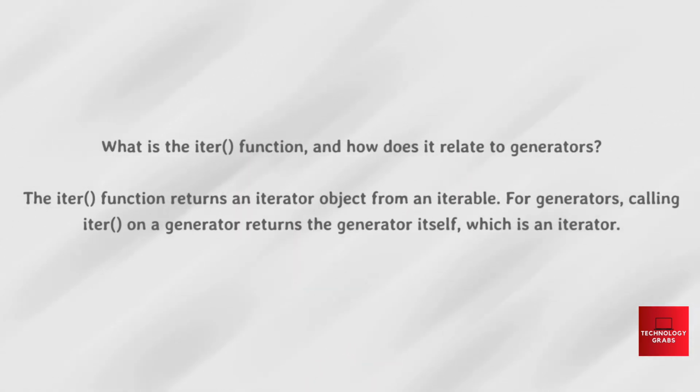What is the iter function, and how does it relate to generators? The iter function returns an iterator object from an iterable. For generators, calling iter on a generator returns the generator itself, which is an iterator.